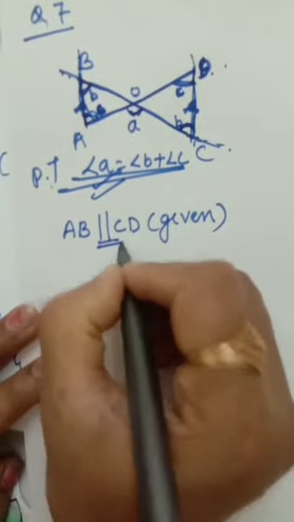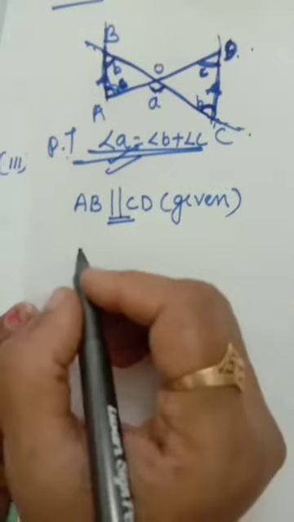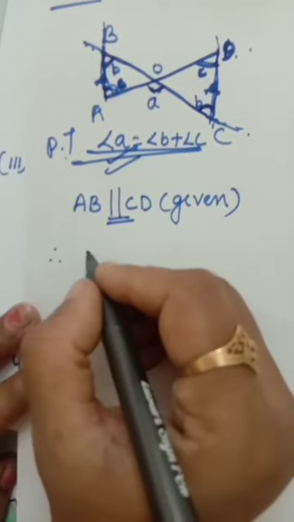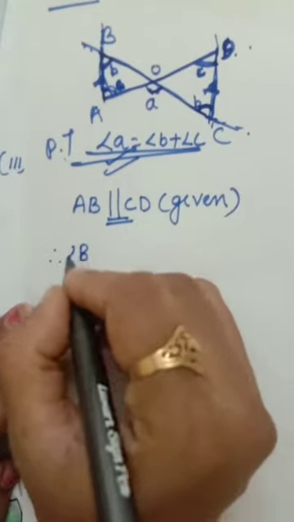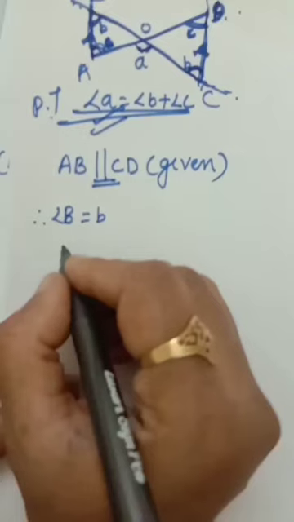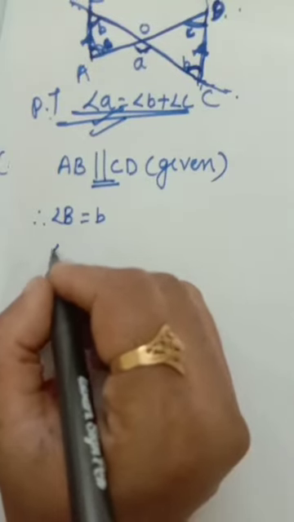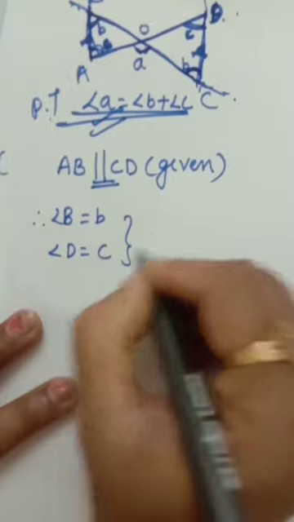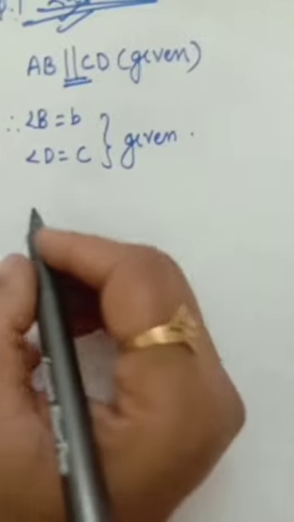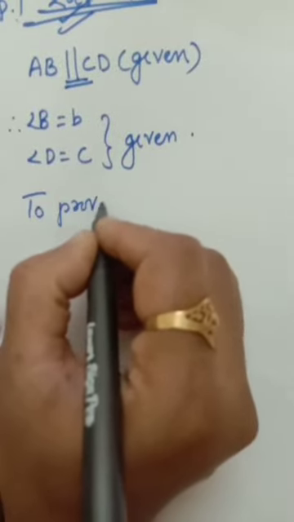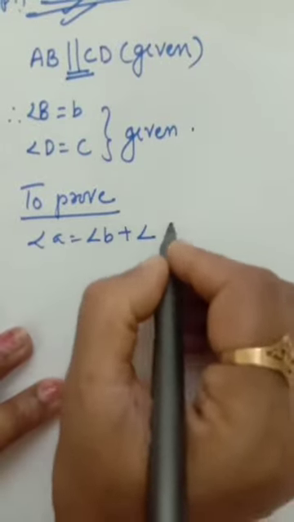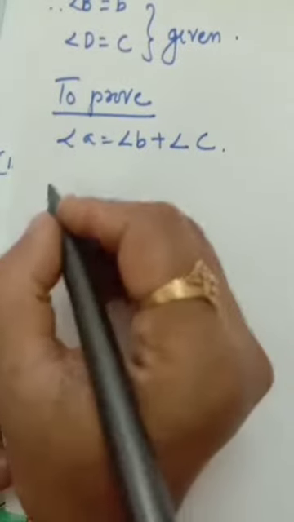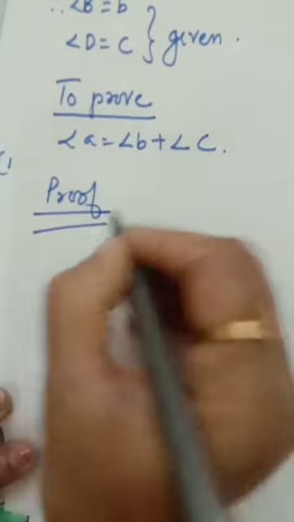This line is called a parallel line. Given: angle B equal to angle B, angle D equal to angle C. This is also given. Now, what do you have to prove? Angle A equal to angle B plus angle C. This you have to prove. Proof means now we will prove how it came.